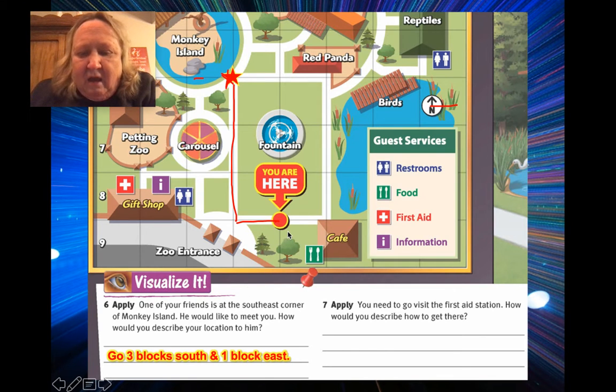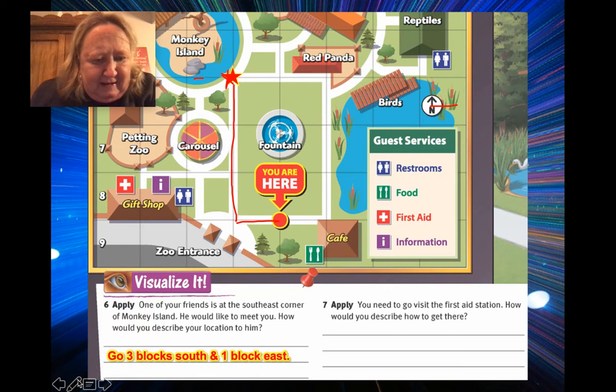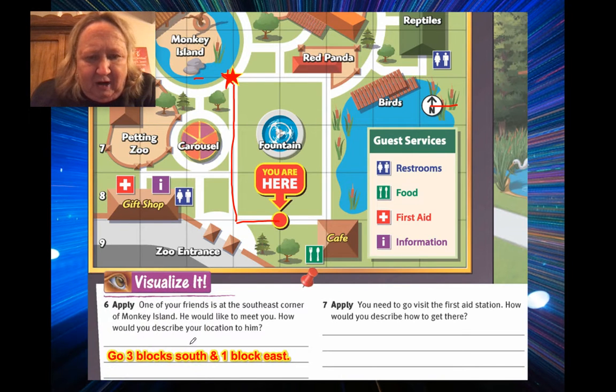Good. All right, you need to go visit the first aid station. How would you get there? All right, so now I gotta go back to the pen, and then maybe I can get a different pen color. All right. Sorry, guys, I'm learning this as we go along. All right, so you are here, and you need to get to the first aid. This is first aid. You can see over in the key.